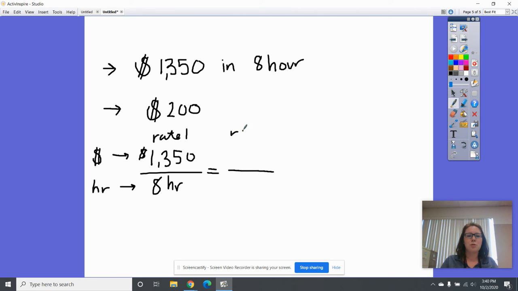So when I do my second rate, this is $200. To figure out where it goes, I have to match up dollars. Dollars were on the top, so 200 goes on the top because it's dollars, which means my unknown number of hours goes on the bottom. Fish method to solve: 200 times 8 divided by 1,300.